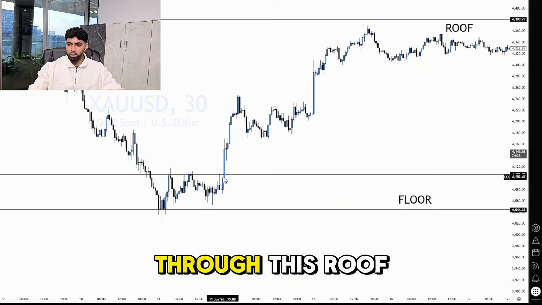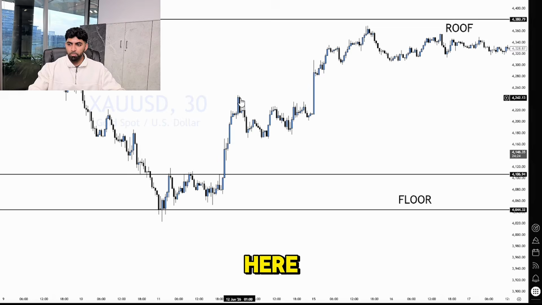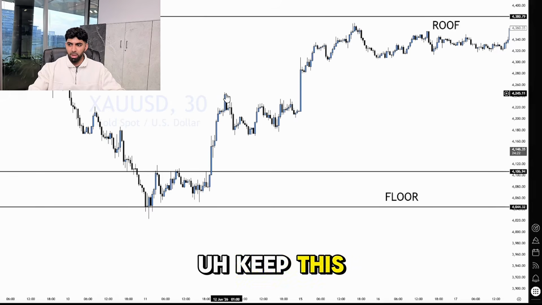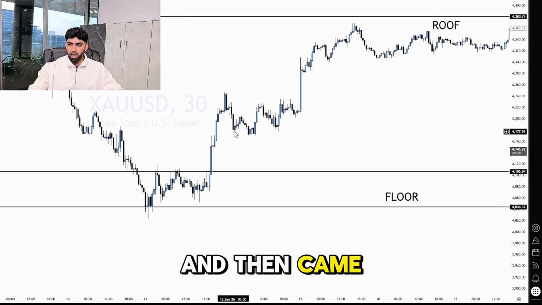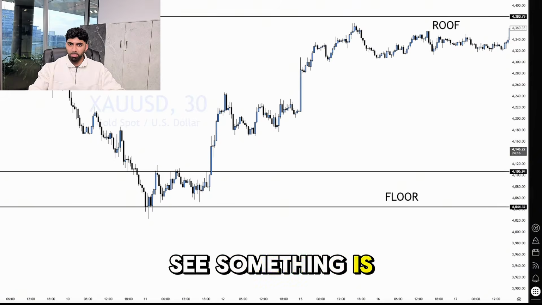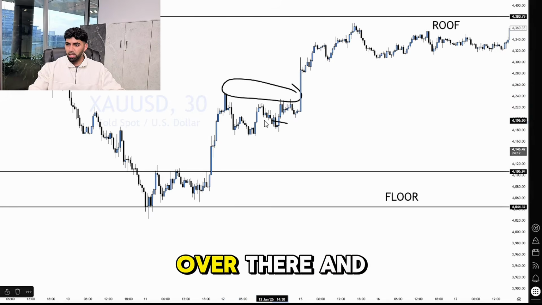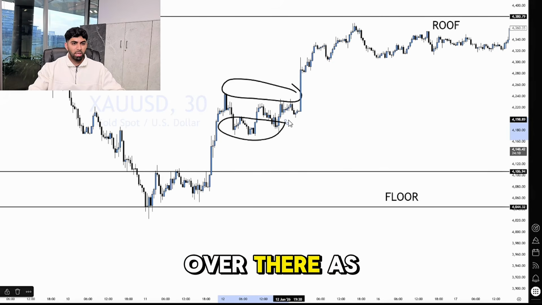You see it broke through this roof over here. Follow. You see it hit over here. Keep this in mind. It hit over here and then came down, went up, came down, went up, came down, went up. So you can see something is happening at both of these areas over here. The top area over there and the bottom area over there as well.